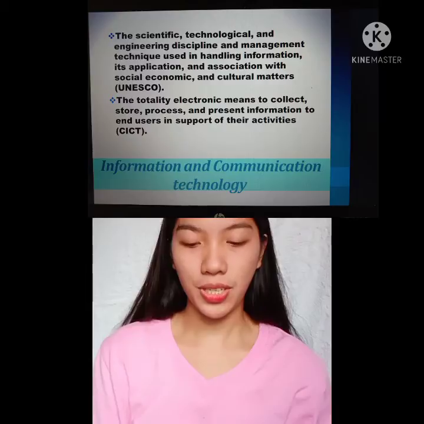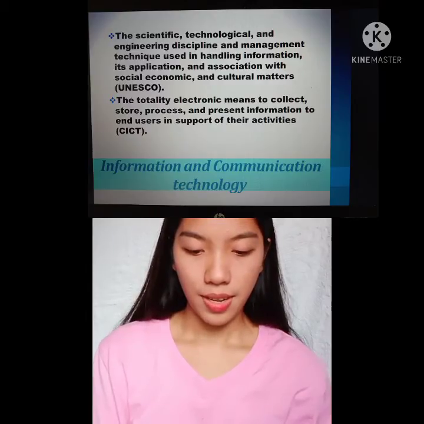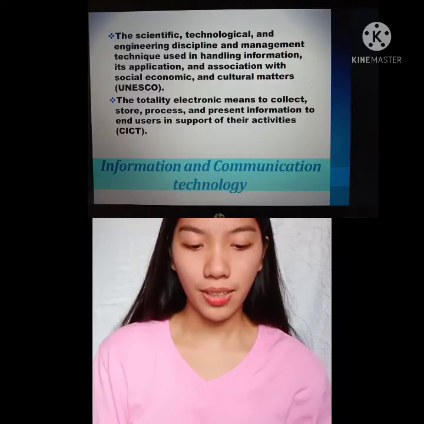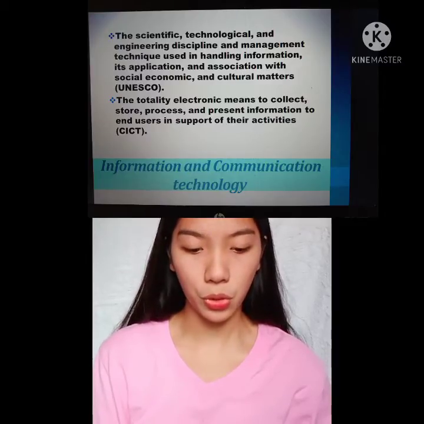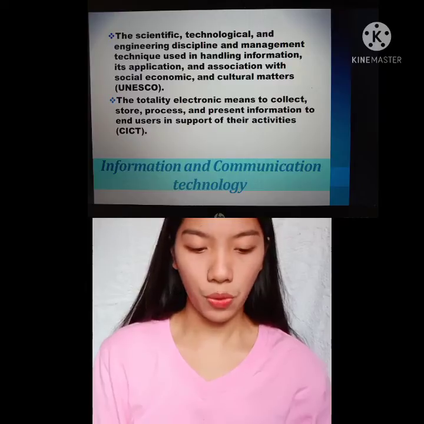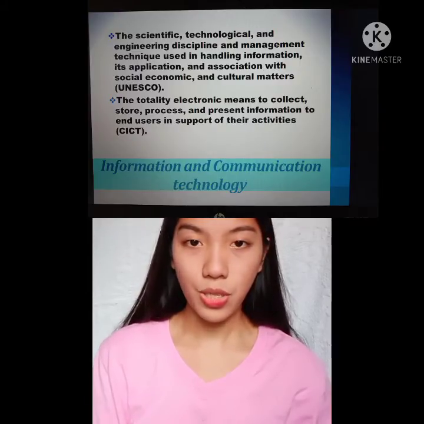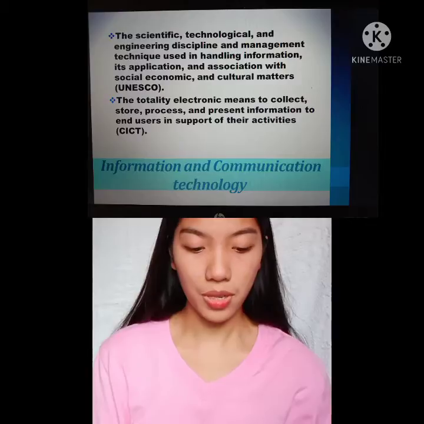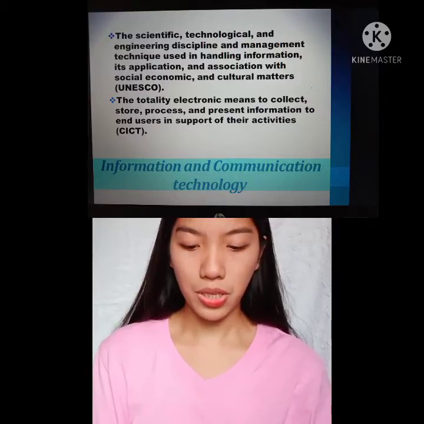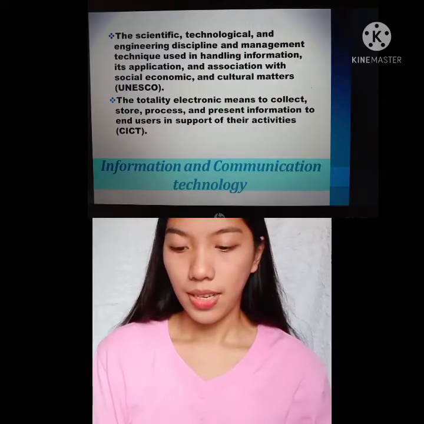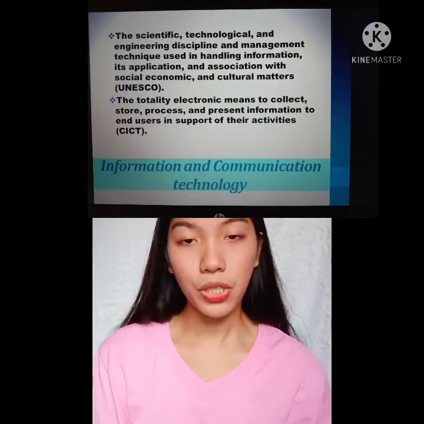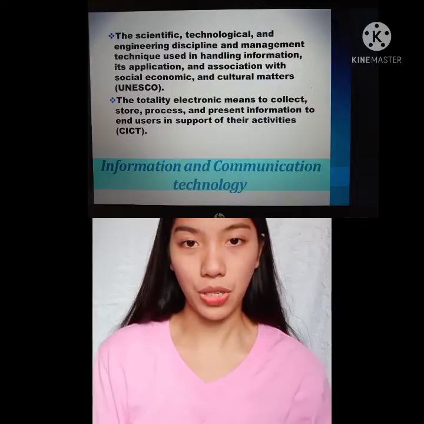Information and communication technology. It is the scientific, technological, and engineering discipline and management technique used in handling information, its application, and association with social, economic, and cultural matters, according to UNESCO; or the totality of electronic means to collect, store, process, and present information to end users in support of their activities, according to CICT. It is to perform the specific function of technology to supply the needs of the users.